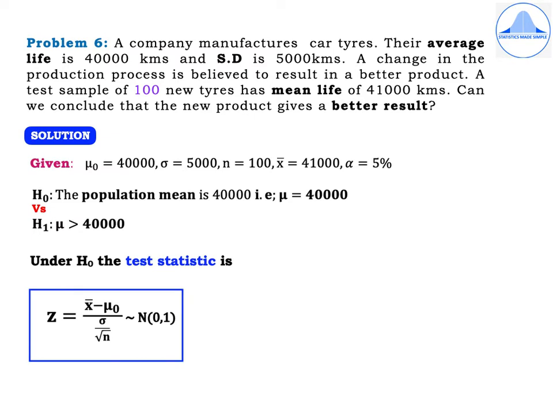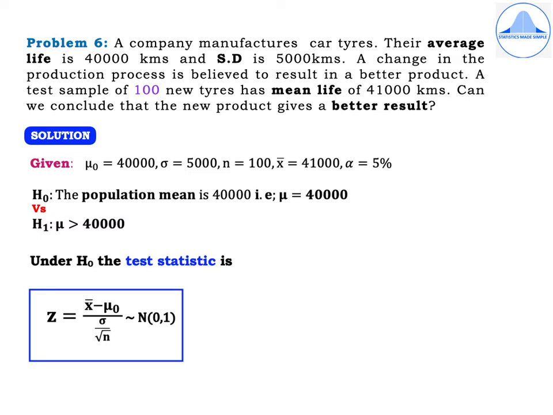So let us identify the problem. The problem has the word average, standard deviation, and they have also said a test sample of 100 new tires. That means n is equal to 100, which is a value greater than 30. So it falls in the category of large sample test, that is test for single mean. Let us identify the four values.